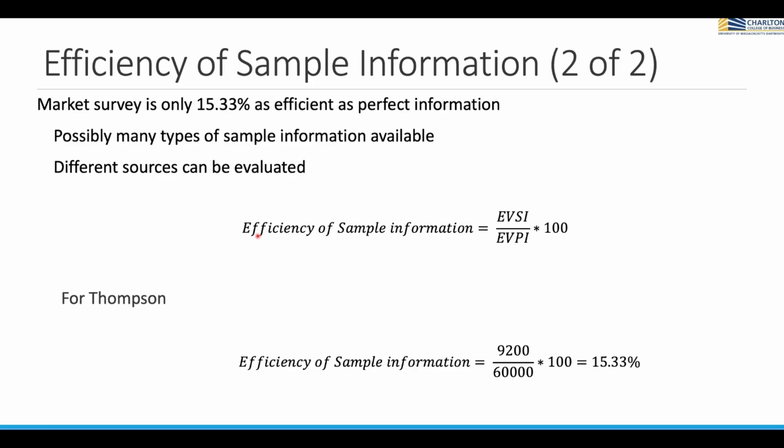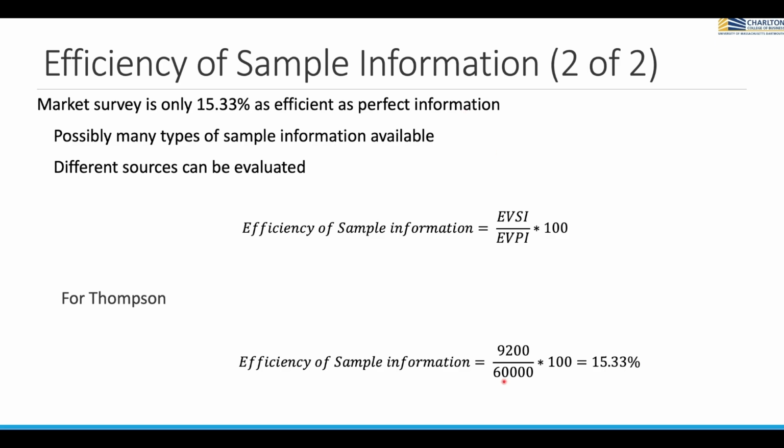There is another concept named efficiency of sample information. It is basically the benefits from the survey divided by the expected value of perfect information. Previously we found that the expected value of perfect information is $60,000. So $9,200 divided by $60,000 is 15.33%. In other words, the market survey is only 15.33% as efficient as perfect information.